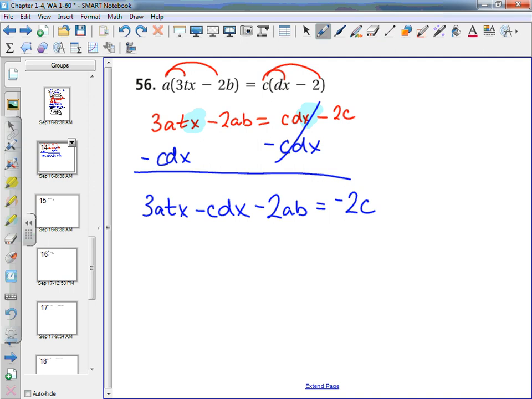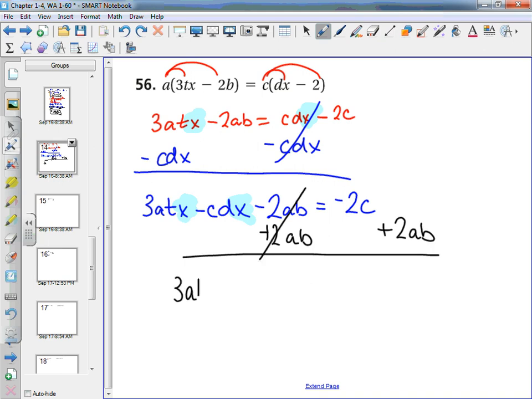What am I solving for? I'm solving for x. Highlight that. Everything that doesn't have that in it needs to go away. So what needs to go away? The 2AB needs to go away. So how do I get rid of that? You're going to add 2AB to both sides. So I have 3ATX minus CDX is equal to negative 2C plus 2AB.